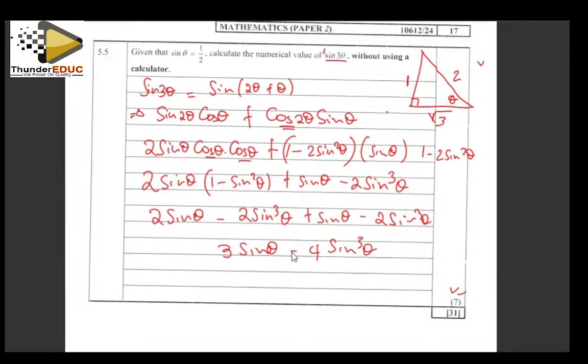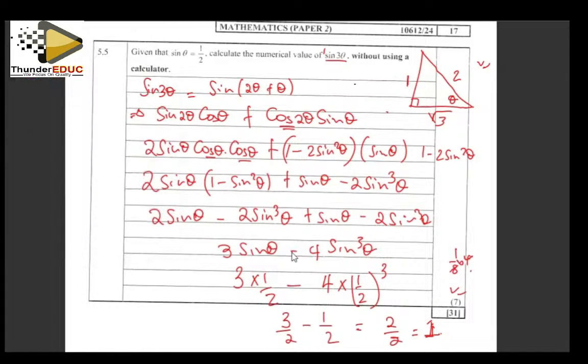And then I don't have to use this triangle. So this is going to be 3 times a half minus 4 times a half cubed. That's going to be 3 over 2 minus, that's going to give me 1 over 8 times 4, which is also going to give me a half. You break this down, it's 2 over 2, which gives me an answer of just 1.